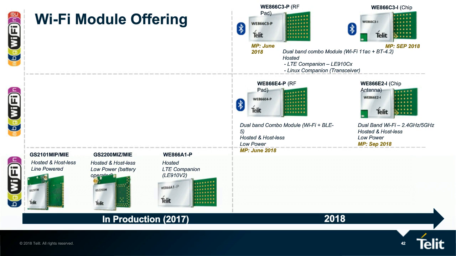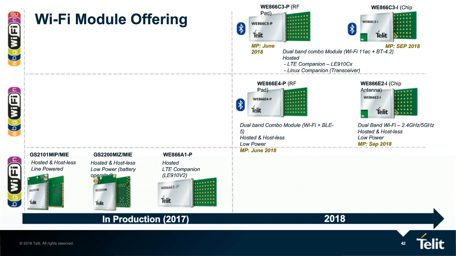If you look at 2101 MIP, it is particularly positioned for the low power, line powered market, whereas 2200, as we have seen, is particularly for battery operated low power devices. Now, towards the right, you can see the modules which are in the engineering phase at this point in time, expected to be released in the later half of this year.